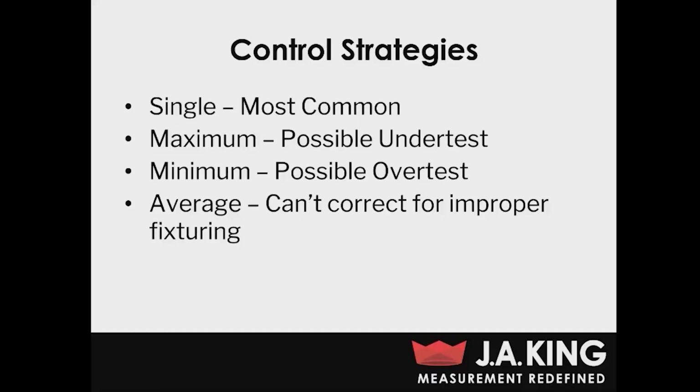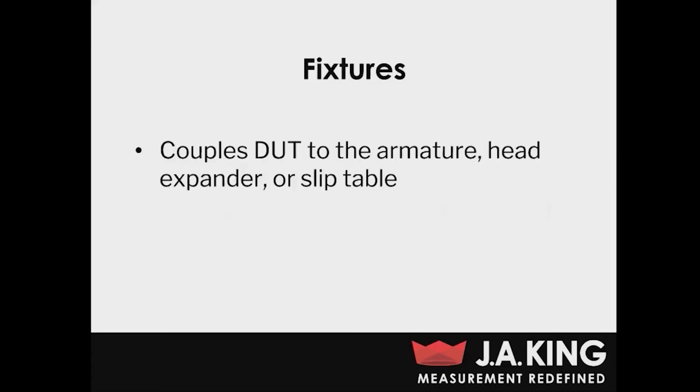Another option, if you're going to use multiple accelerometers, is to use an averaging control strategy. That takes a weighted average of multiple accelerometers. This can be useful because it does help to minimize the effects of spikes in acceleration, but it's important to keep in mind that an averaging method cannot correct for improper fixturing. So since we did mention fixturing, let's go into that a little bit. A fixture is really just anything that couples your DUT to either the armature or the head expander or the slip table. Fixtures can be extremely complicated, or they can be as simple as just using clamps.